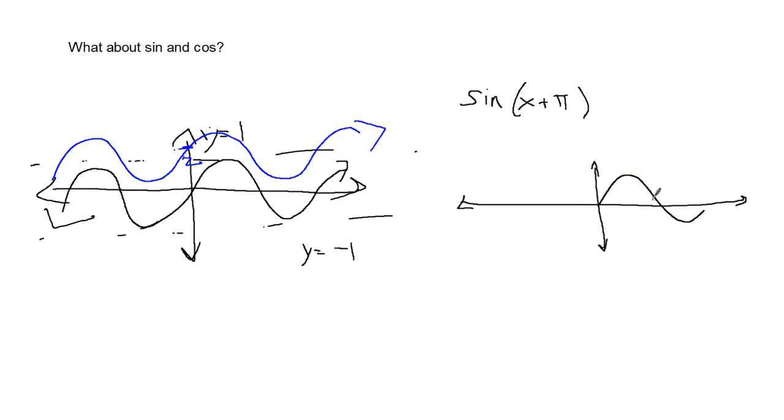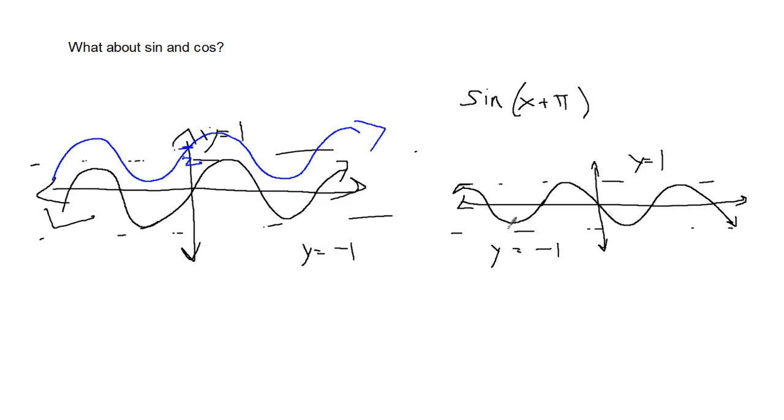But the sine of x plus pi moves it right. No, I mean moves it left by pi units. So you actually have this type of function. Something like that. You'll have something like that instead, right? Where it's still y equals 1, and it's still y equals negative 1. And this is also the graph of minus sine x. It's the same graph as minus sine x.